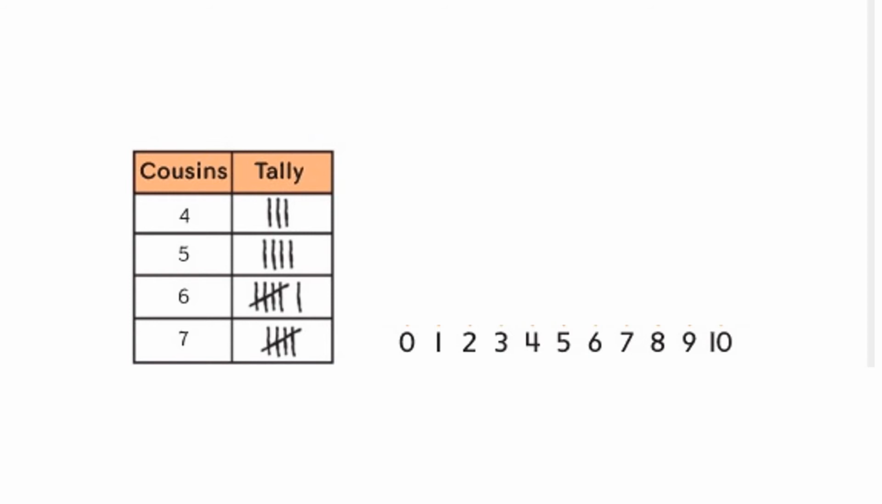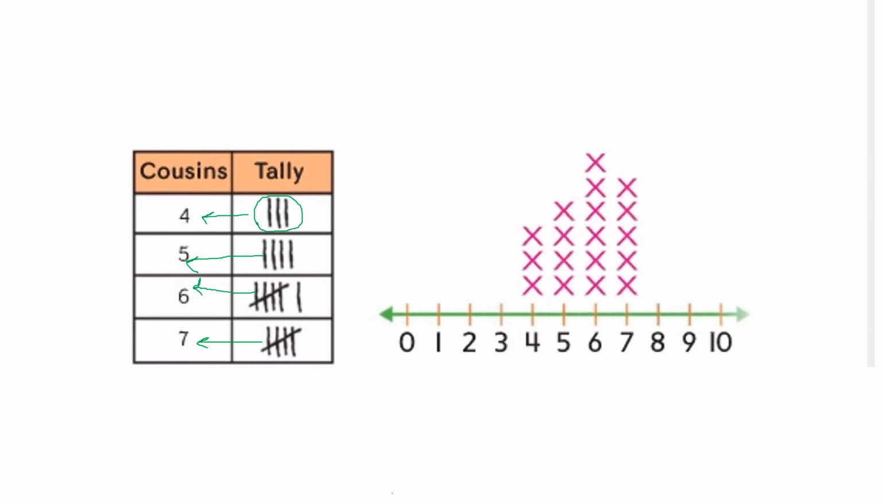So then I asked people about how many cousins they had. Okay? And there were 3 people who said they had 4 cousins. 4 people said they had 5 cousins. 6 people said they had 6 cousins. And 5 people said they had 7 cousins. Okay, well, it's pretty easy to understand, but if we want to make a line plot, it's even easier. Okay, so there's our line plot and there are our X's.